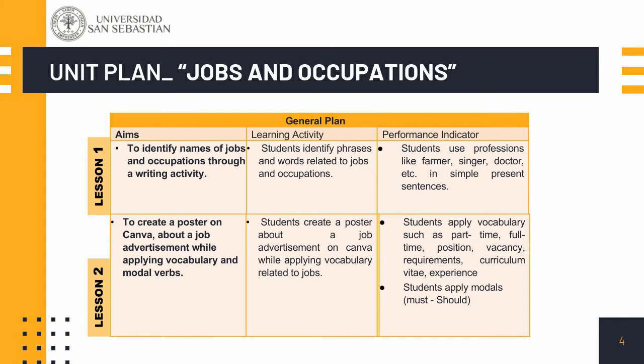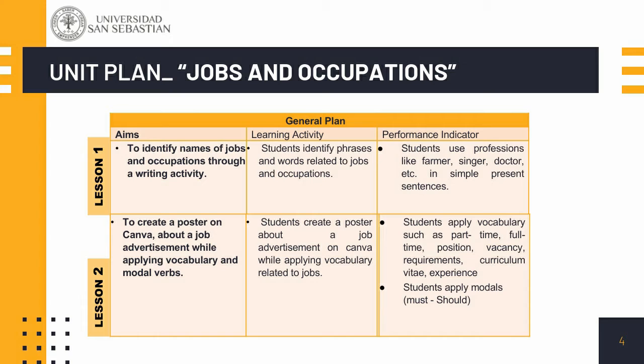Lesson number 1. The aim is to identify names of jobs and occupations through a writing activity. The learning activity would be students identify phrases and words related to jobs and occupations. The performance indicator would be students use professions like farmer, singer, doctor, etc. in simple present sentences.